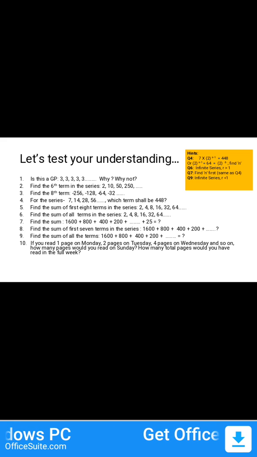So please attempt these questions at your home, and please ensure that you are thoroughly prepared with geometric progression. Thank you very much.